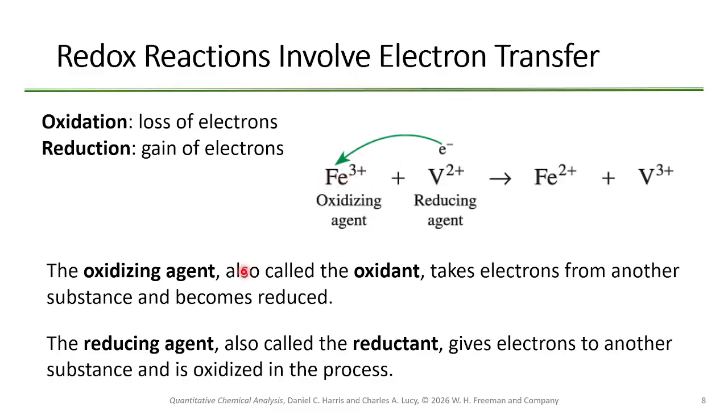Now, oxygen is a very good oxidizing agent. It oftentimes is the oxidizing agent in most of these reactions on the planet. Now, reducing agents, which can be called a reductant, are going to give electrons to another substance. It will itself be oxidized in the process because it will lose an electron.